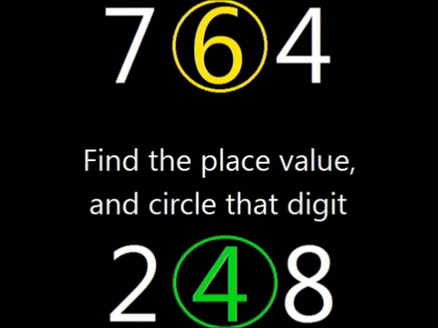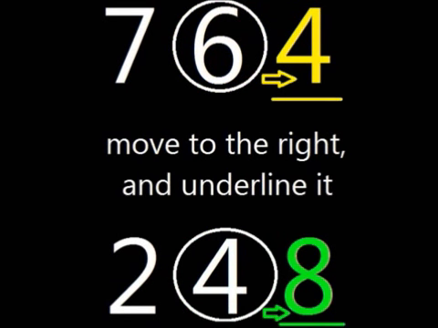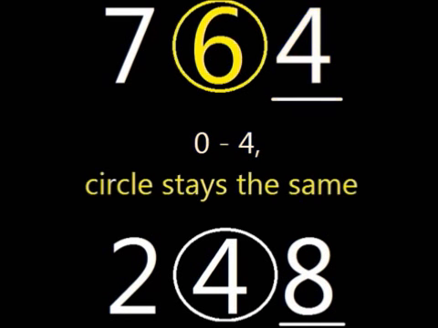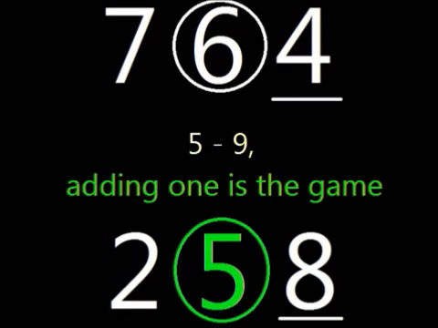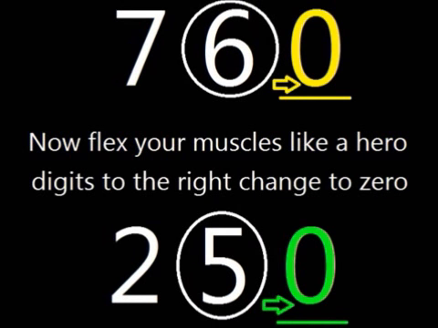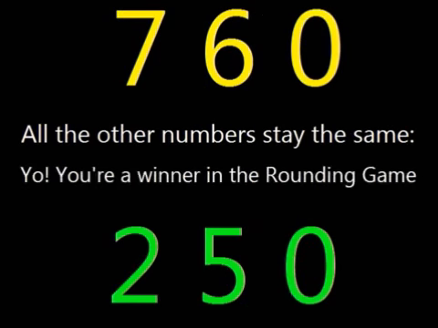Find the place value. Circle that digit, then move to the right and underline it. 0 through 4, the circle stays the same. But 5 through 9, adding 1 is the game. Now, flex your muscle, just like a hero. Digits to the right, change to 0. All the other numbers stay the same. Yo, you're a winner in the rounding game. You got that? Let's do it.